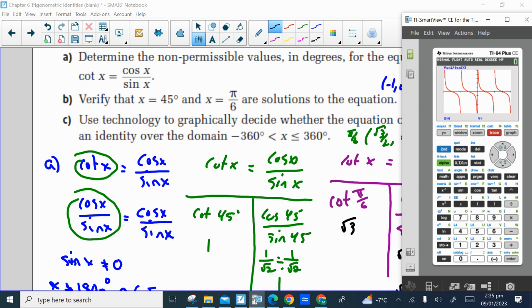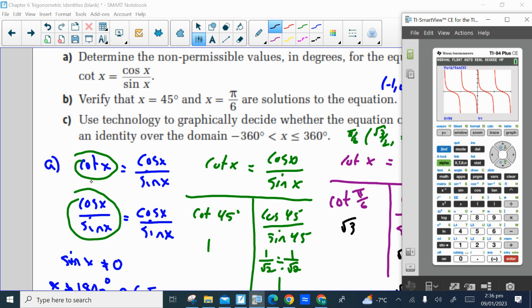So if I go into trace, notice that when x is 0, there is no y value given. If I let x equal 180, same thing, no y value given. If I let x equal 90, I get no y value given there either, which doesn't match what we wrote down for non-permissive values. And here's the reason why.